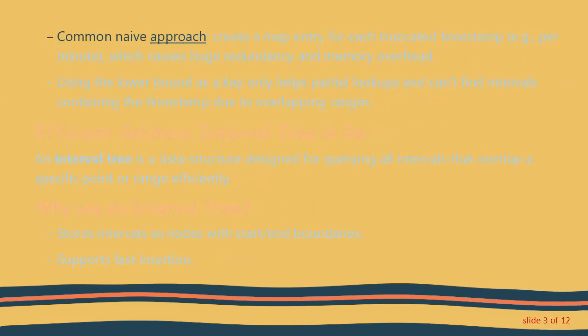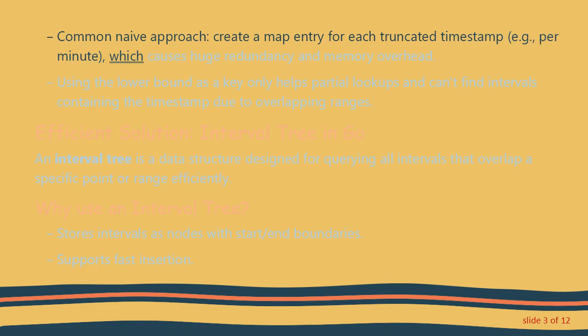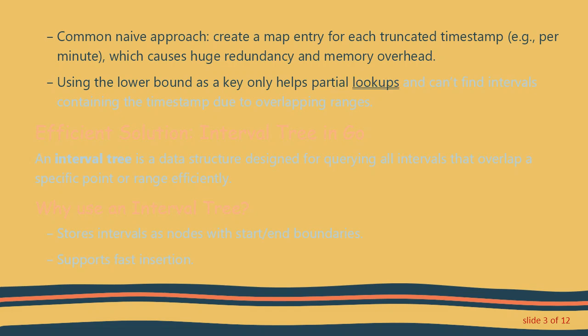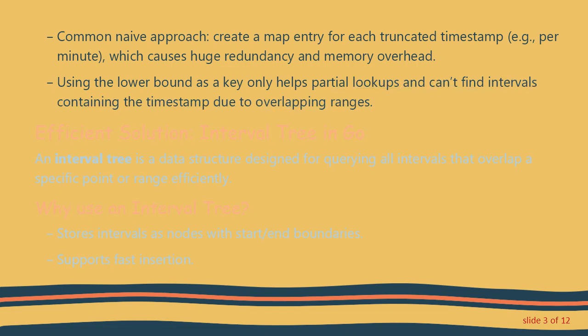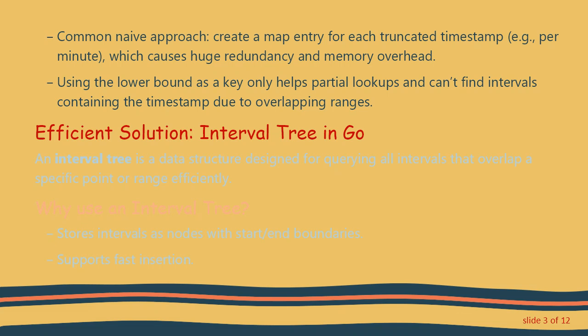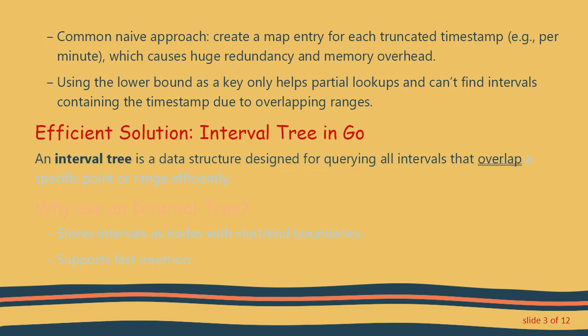The common naive approach is to create a map entry for each truncated timestamp, for example per minute, which causes huge redundancy and memory overhead. Using the lower bound as a key only helps partial lookups and can't find intervals containing the timestamp due to overlapping ranges. The efficient solution: an interval tree in Go. An interval tree is a data structure designed for querying all intervals that overlap a specific point or range efficiently.